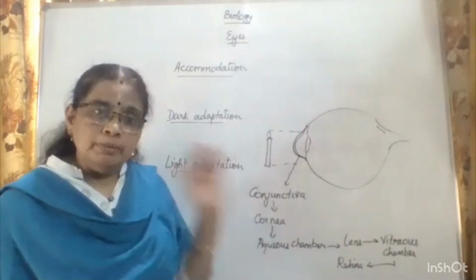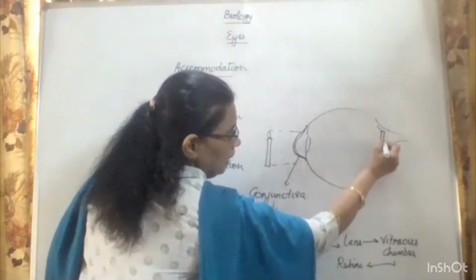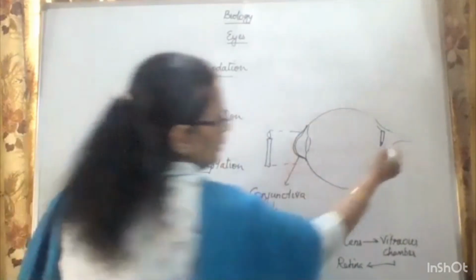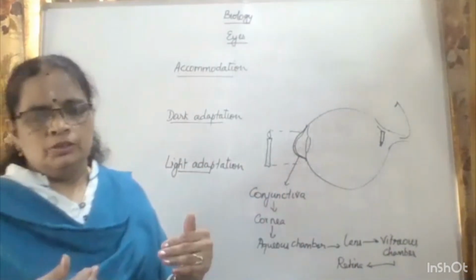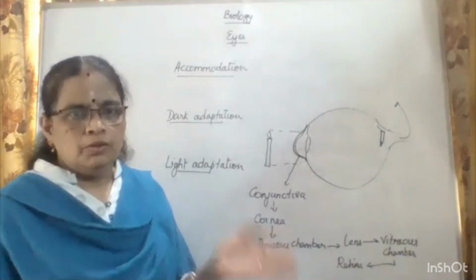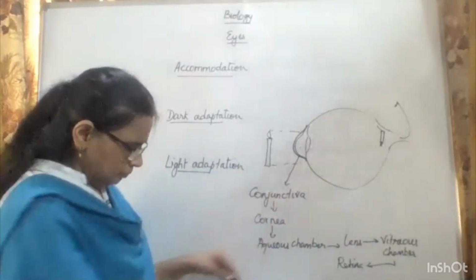How is the image formed in the retina? On the retina, the image is formed upside down, real and inverted. The optic nerve takes a message to the brain and the brain sends back the message, and we are able to see the real upright image. This is how we are able to see things, right, children?